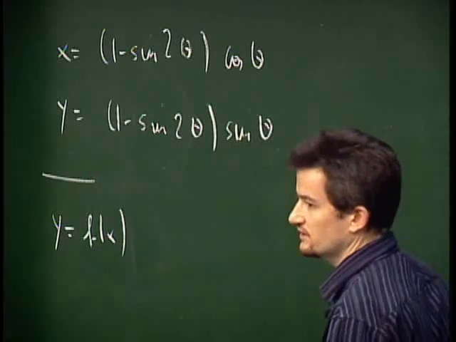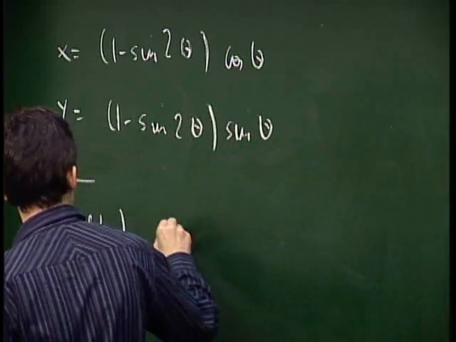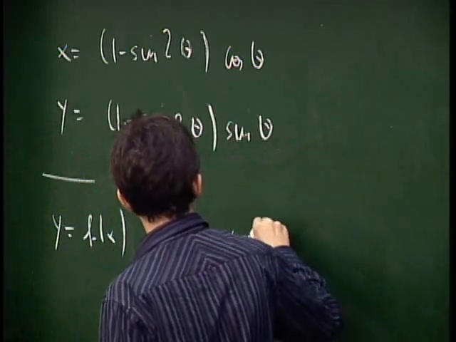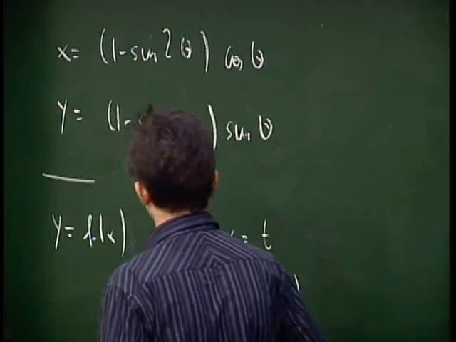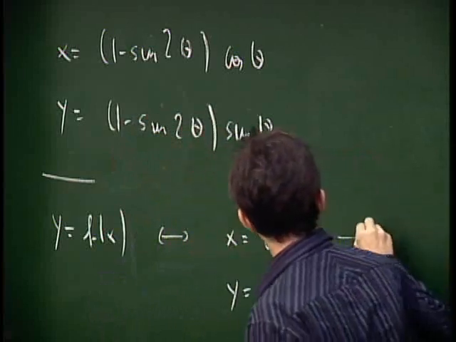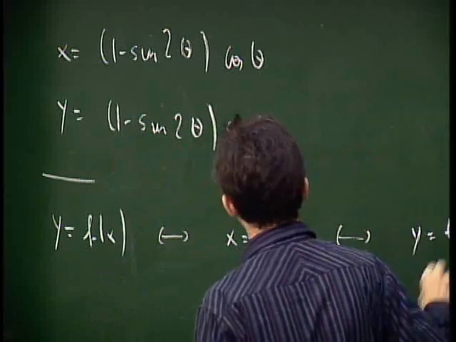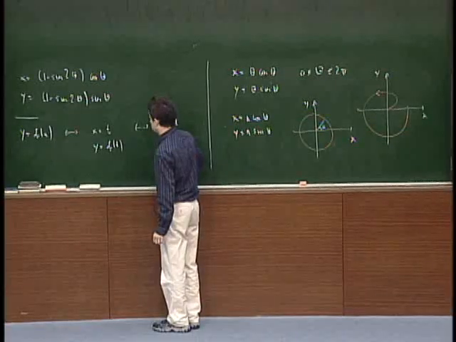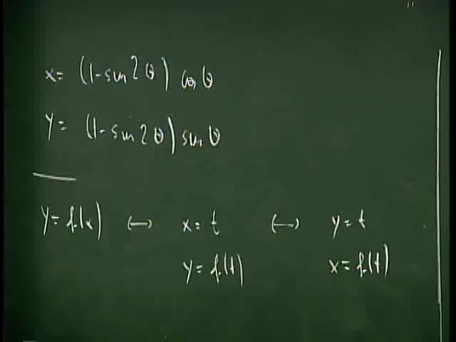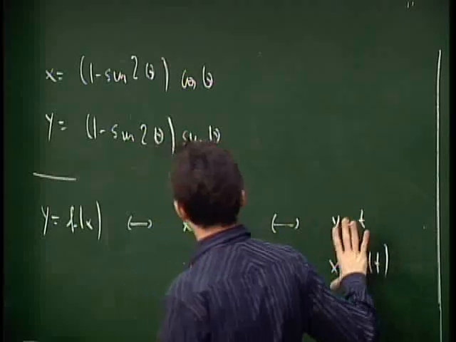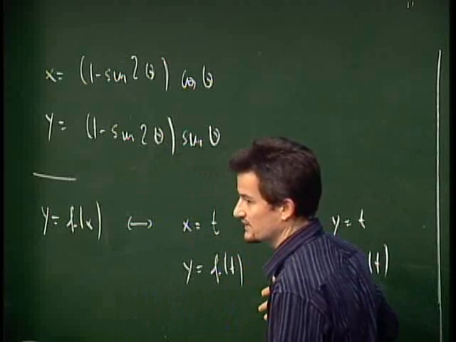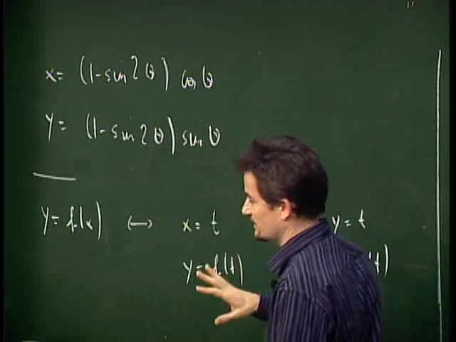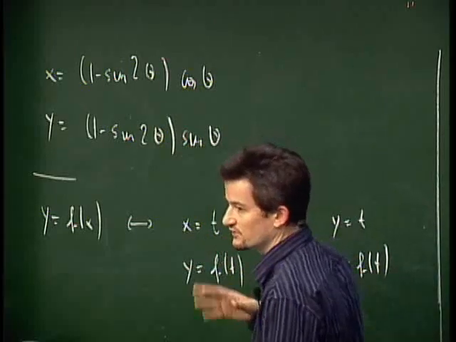I just want to say that if you have an ordinary function, you can also interpret such an ordinary function as a parametric curve. You just say, our parameter x is equal to t, and y is then equal to f of t. This is not the only way to do it. Another way would be to say y is equal to t, and x is equal to f of t. This is the same, but you just interchange the role of x and y, which means one gives the original function, one gives the inverse.